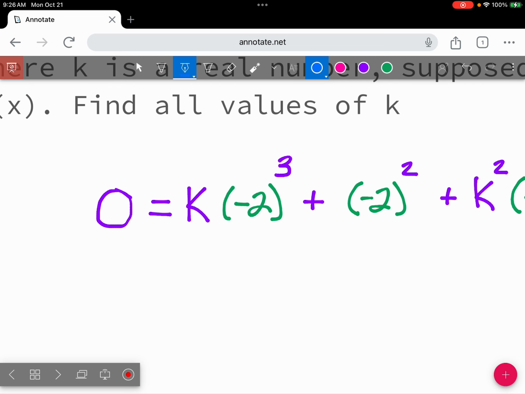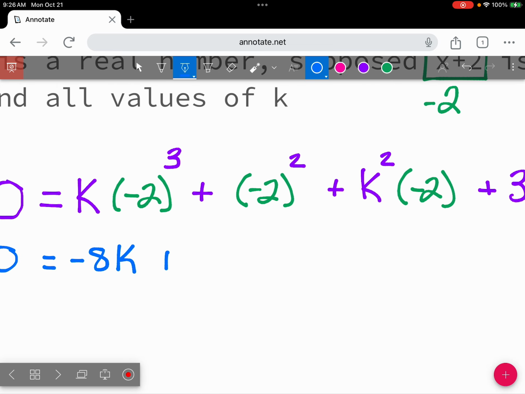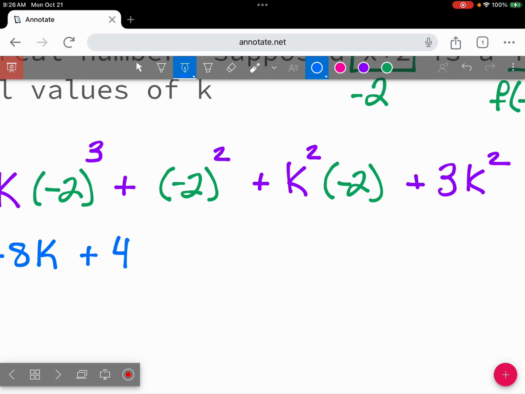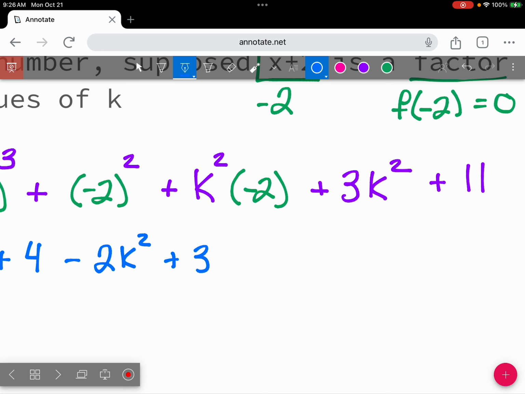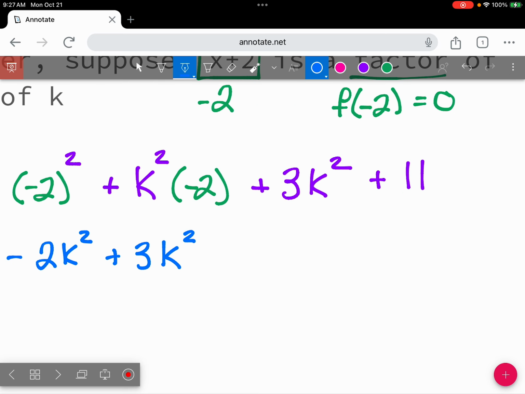So let's simplify each of these as much as possible. We have 0 equals k times negative 2 cubed, which gives me negative 8k, plus negative 2 squared, which is 4, negative 2 times k squared gives us minus 2k squared, plus 3k squared, plus 11.